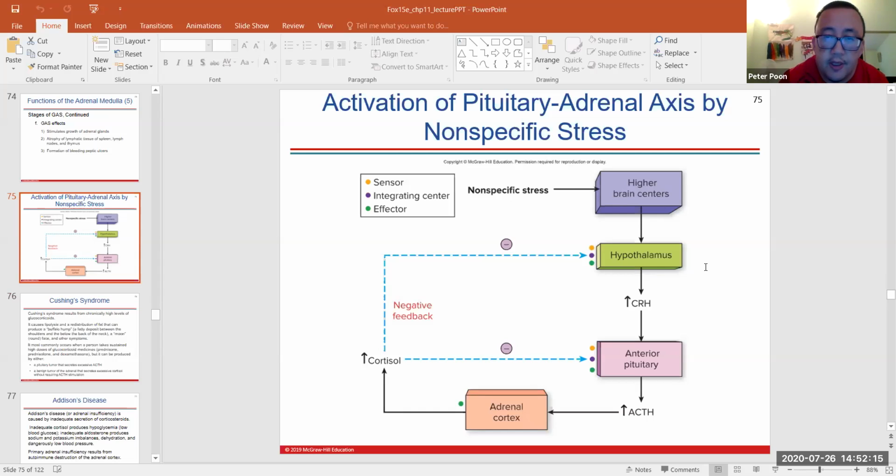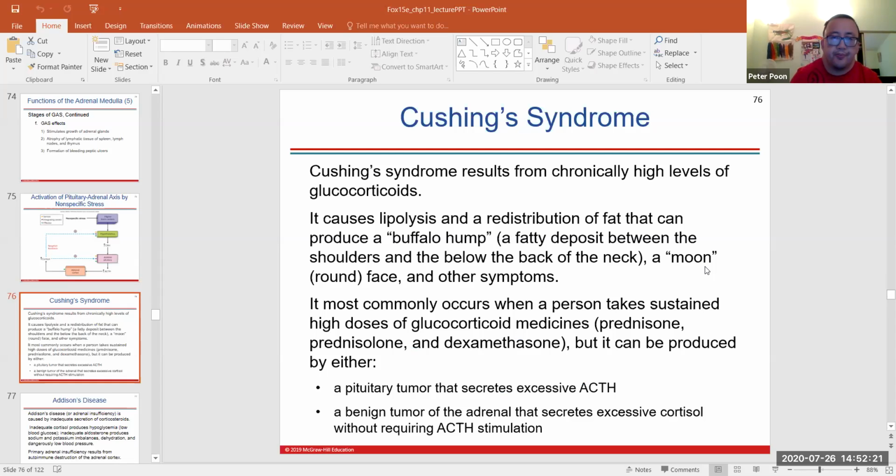So here's the non-specific stress response. Cushing syndrome results in chronically high levels of glucocorticoids. It causes hyperglycemia and redistribution of fat that can produce a buffalo hump, right back here. Again, it can be caused by high doses of glucocorticoids or a pituitary tumor.